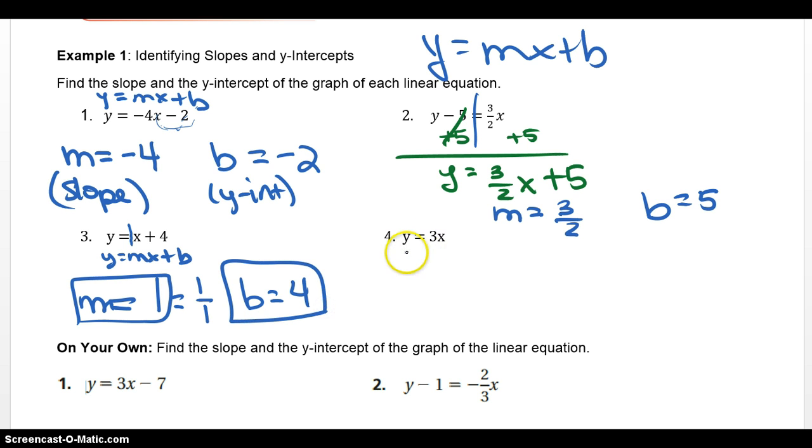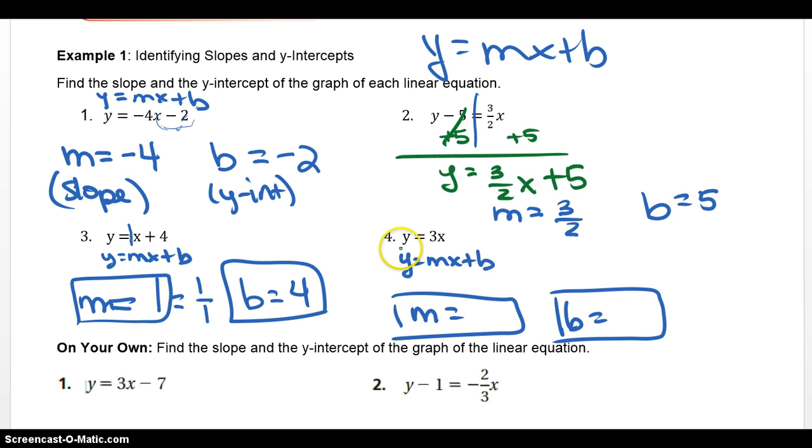Going to number 4, y equals 3x. So let's write down y equals mx plus b. We want to identify the slope and the y-intercept. So I'm going to write underneath m equals and b equals. Those are my two answers that I want to find.